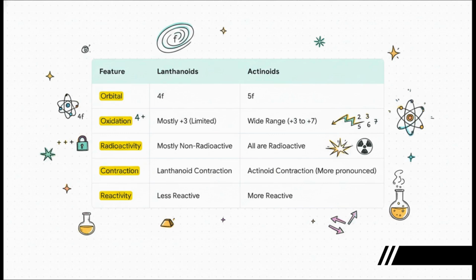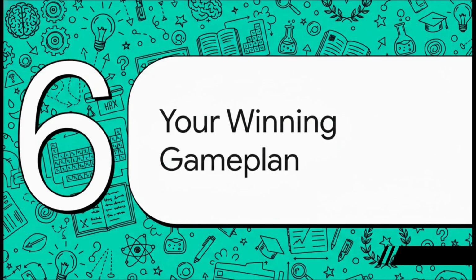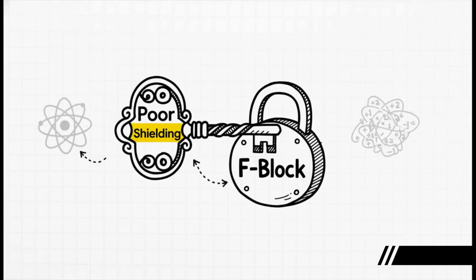See? It all connects. So what's the game plan to win on exam day? It is not about memorizing this entire table. No, it's about understanding the single reason behind the table. Okay, remember at the very beginning, I promised you there was one core reason that explains everything. Well, here it is. The master key is the poor shielding effect of f orbitals.